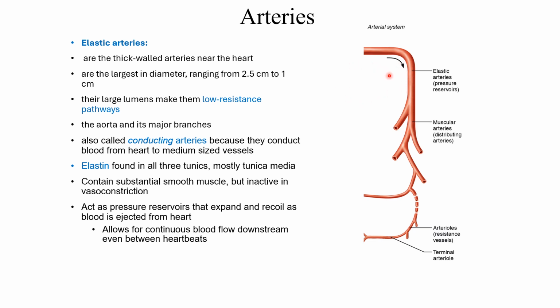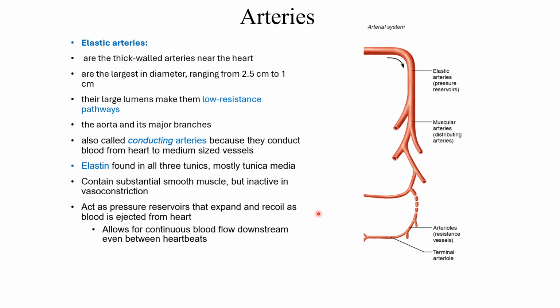And they are also called conducting arteries because they conduct the blood from the heart to the muscular arteries or to the medium-sized arteries. And elastin is found in all the three layers, in tunica media, tunica intima, tunica adventitia. I did not say them in order. And they have got a nice amount of smooth muscles, but they do not vasoconstrict. This is important. And they act as pressure reservoirs.